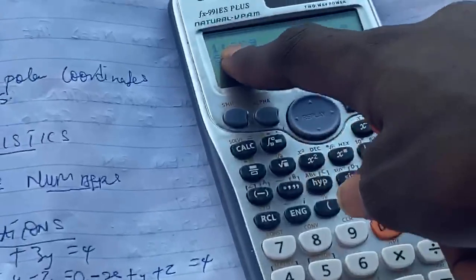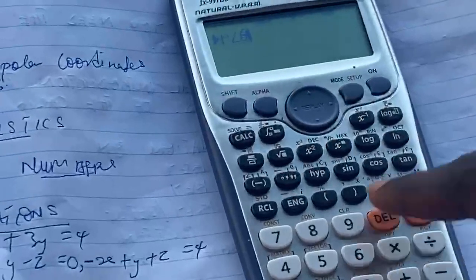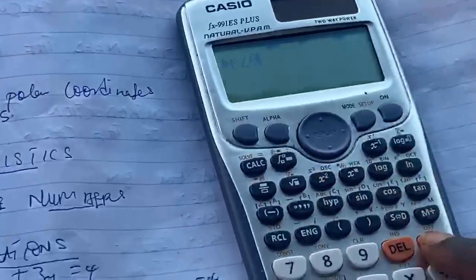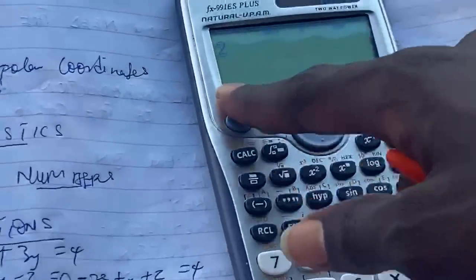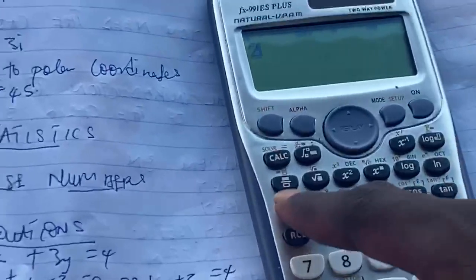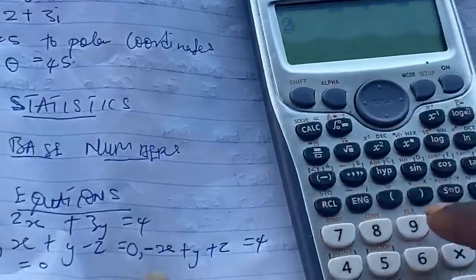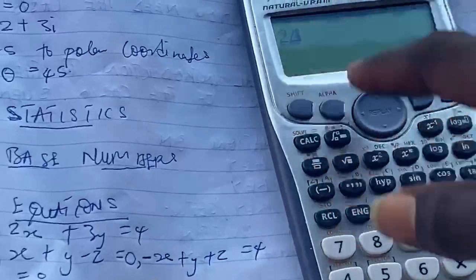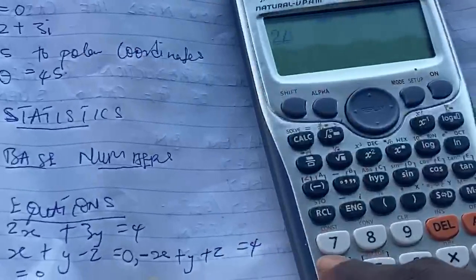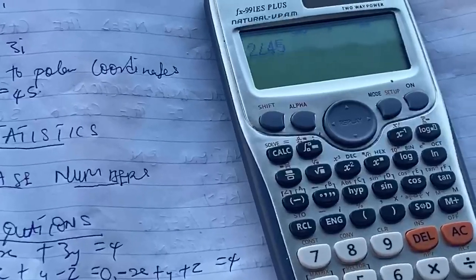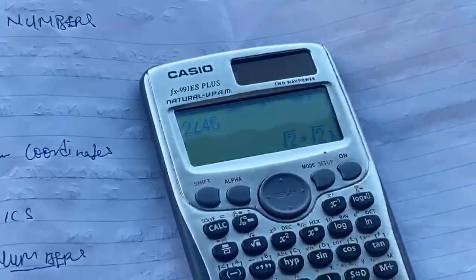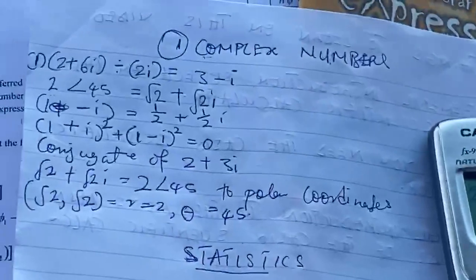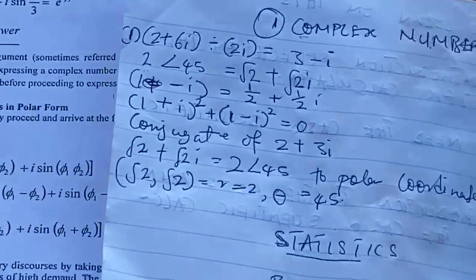Then our question is in polar form, so press 3 to select polar form. Then this will display. Then you click your AC. Then you input it by saying 2, press shift, then press this minus symbol here, and it will give you that. Then you write your angle 45 degree, then press equal to, and it gives you square root 2 plus square root 2i, which is what we already have here. Then you can still clean it up like this.